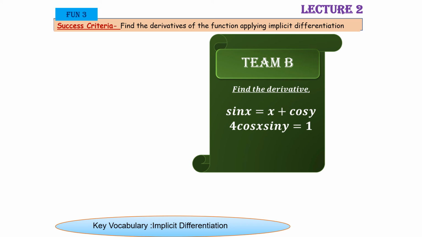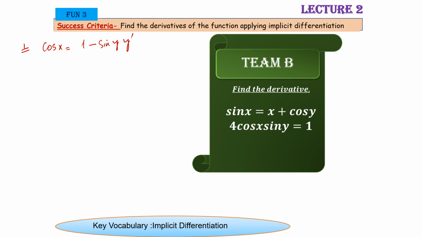Let's solve this question also. Sin x equals x plus cos y. Sin x changes into cosine x. Derivative of x is 1 and cos y will change into negative sin y, y prime.